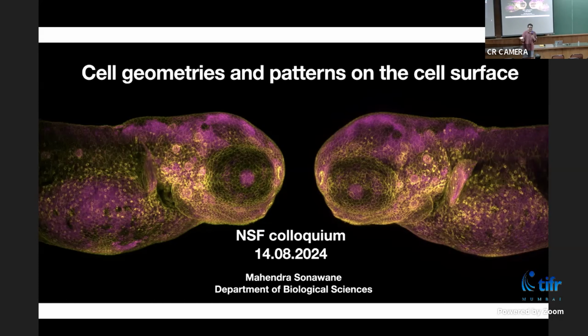Mahendra obtained his PhD in 2000 from the Pune University, after which he went for his postdoctoral research at Max Planck Institute for Developmental Biology in Germany, where he started his current research interest, his model on zebrafish and on epithelial morphogenesis. He joined TIFR in 2008, and he's a full professor now and also a co-chair of the biology department. So today he will talk to us about cell geometries and patterns on the cell surface. Mahendra.